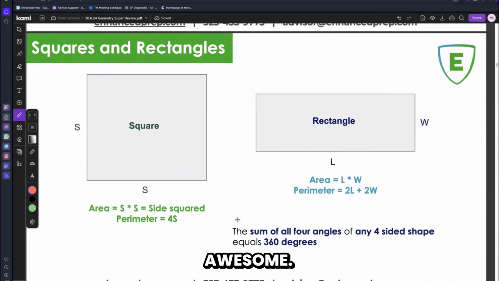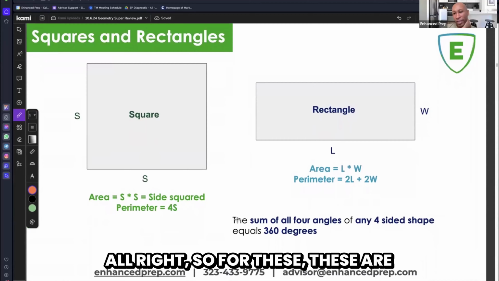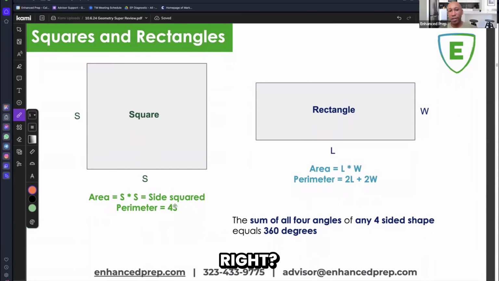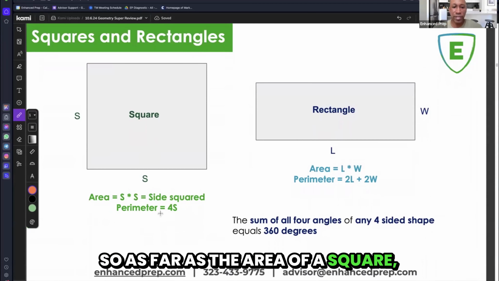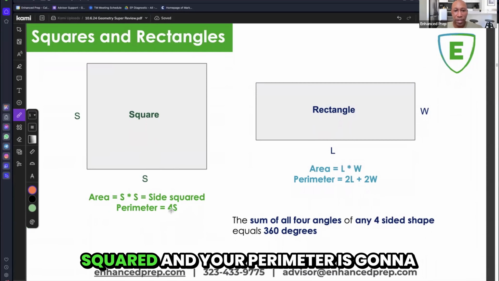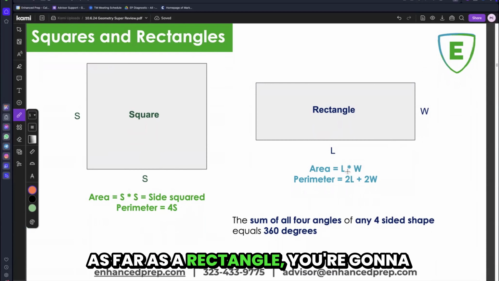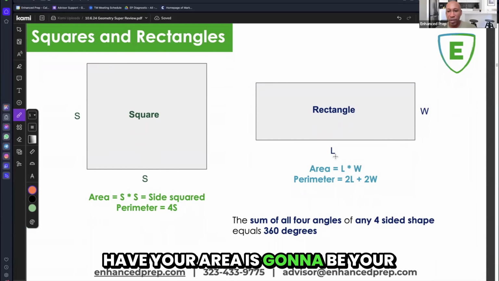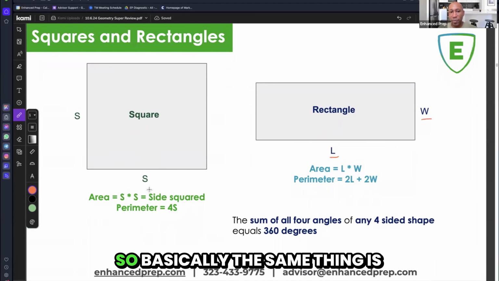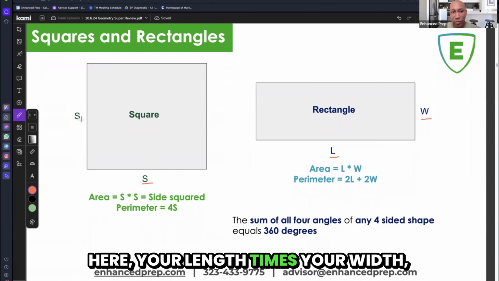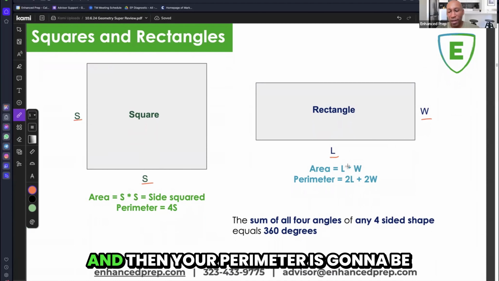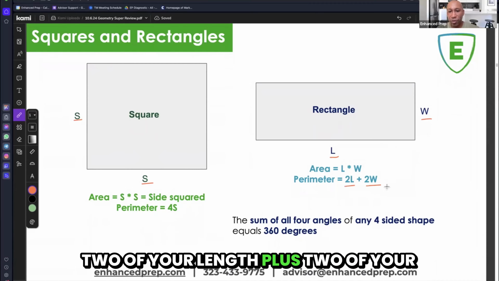Okay. Awesome. All right. So these are just equations that you want to know. As far as the area of a square, it's just going to be your side length squared, and your perimeter is going to be 4 times your side length. As far as a rectangle, your area is going to be your length times your width. Basically the same thing as here, your length times your width. And then your perimeter is going to be 2 of your length plus 2 of your width.